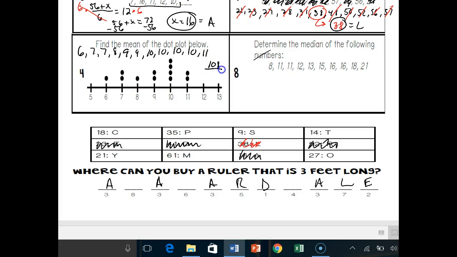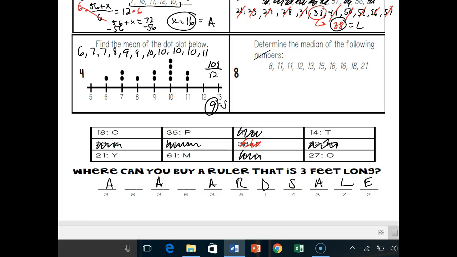Add them all up, I get 108, divided by 1, 2, 3, 4, 5, 6, 7, 8, 9, 10, 11, 12. So you'll get your answer of 9. So 9 is this, which is S. So equal to S, and that's question 4. Sorry, wherever I see a 4, I put an S.